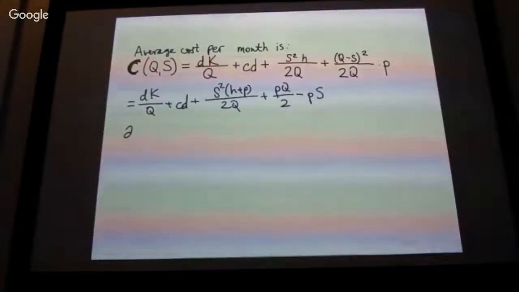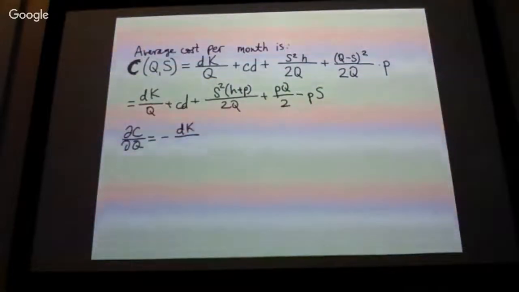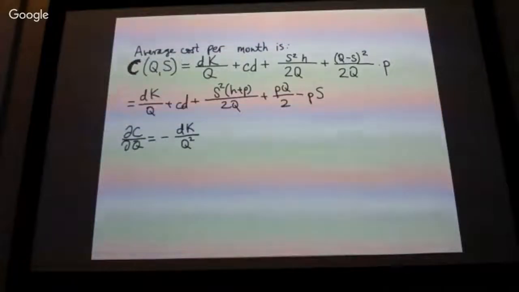So now I can do it. The way I started is the same. It's minus DK divided by Q squared. CD disappears because it's constant.